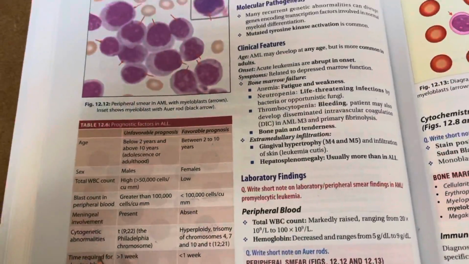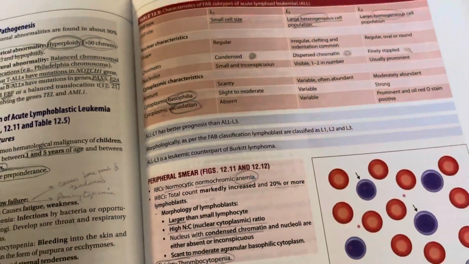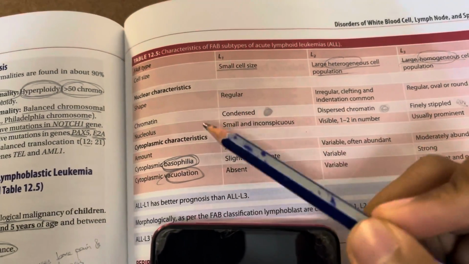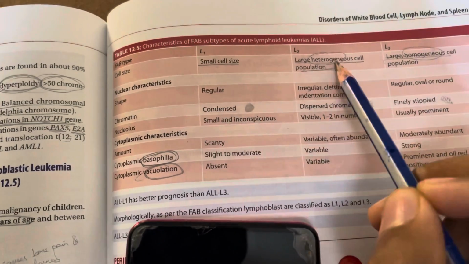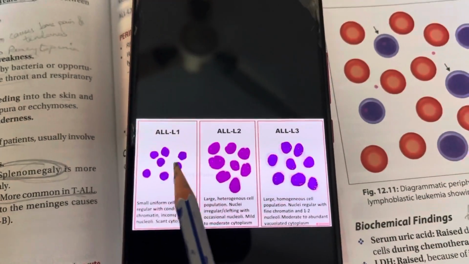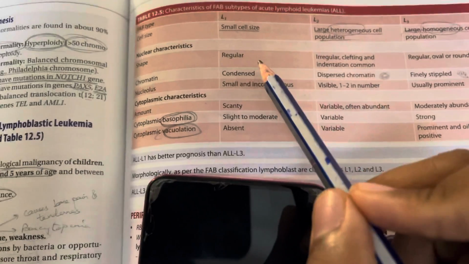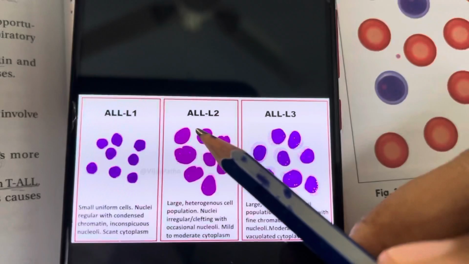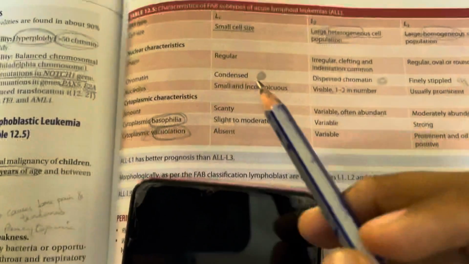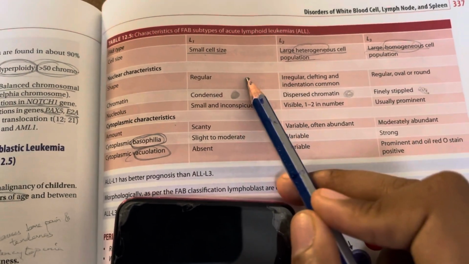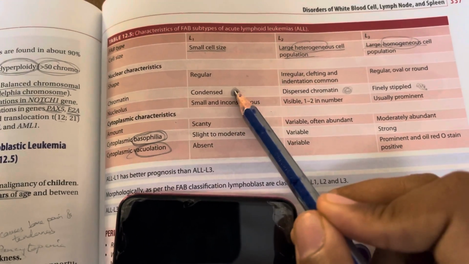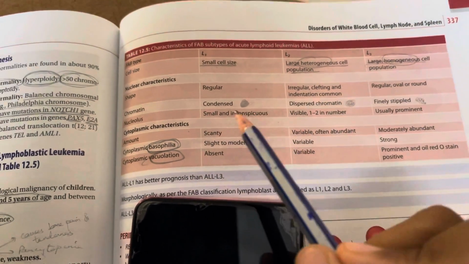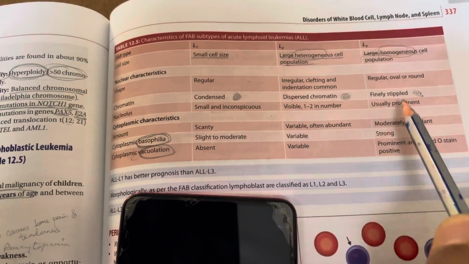And finally, moving on to the subtypes of the cells: L1, L2 and L3. You have to describe the nucleus, the cytoplasm and the cell size. Cell size: small, large heterogeneous, and large homogeneous. Next, the shape of the nucleus. In L2 you have to remember that there is clefting of the nucleus. Here you can see clefting of the nucleus. In the other types, the nucleus is regular. Next, chromatin is condensed in L1, dispersed in L2, and finally stippled in L3. Next, the nucleolus is small in L1, visible in L2, and prominent in L3.